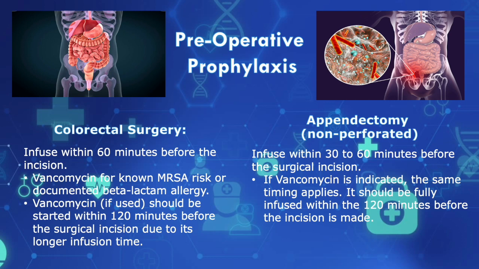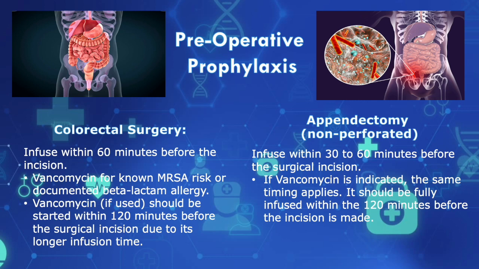A combination of antibiotics such as a cephalosporin with metronidazole or a single agent with broad spectrum coverage like ertapenem is typically used. Vancomycin, if used, again, should be started within 120 minutes before the surgical incision due to its longer needed infusion time. And non-perforated appendectomies should get prophylactic antibiotics, especially if there is any indication of inflammation of the appendix or if it's gangrenous on visual inspection during surgery.